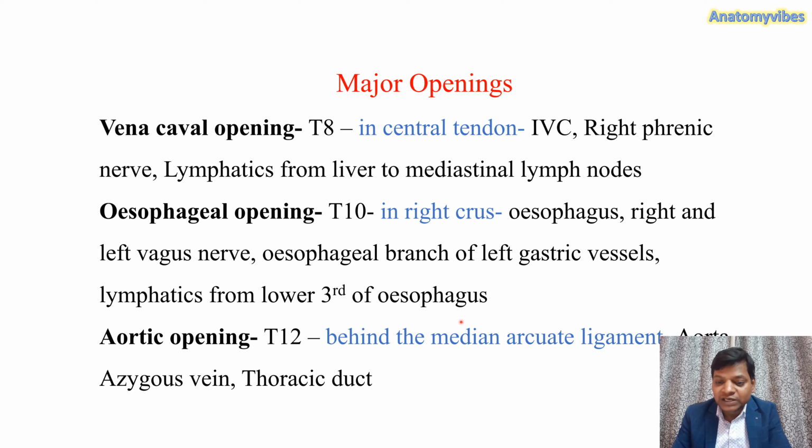Aortic opening. The aorta will pass. Along with that, we have the azygos vein and the thoracic duct which are passing through this opening. ATA: aorta, thoracic duct and azygos vein. So these three structures will pass through the aortic opening. So this is about the major openings of the diaphragm.